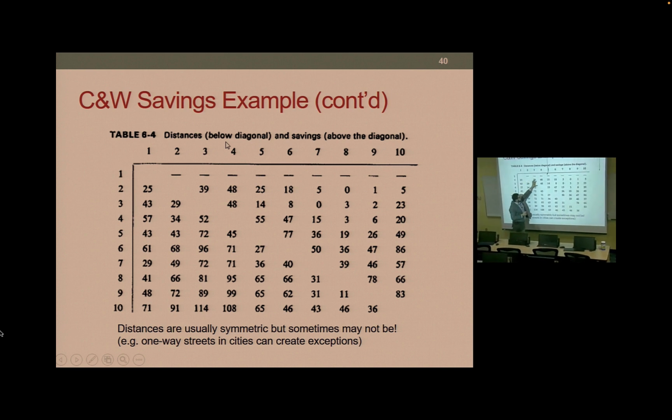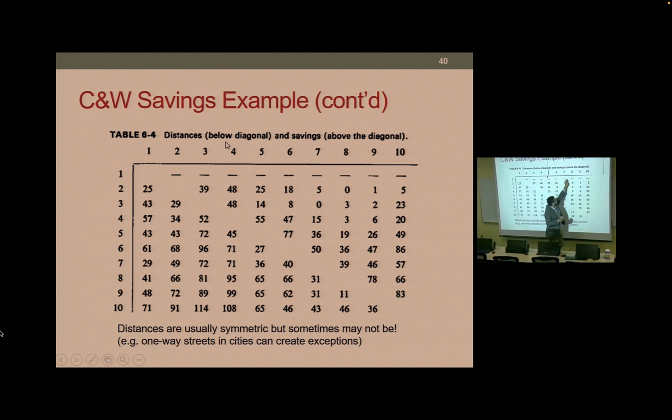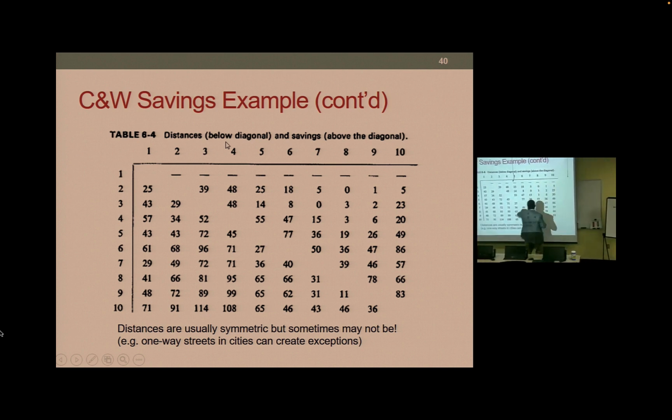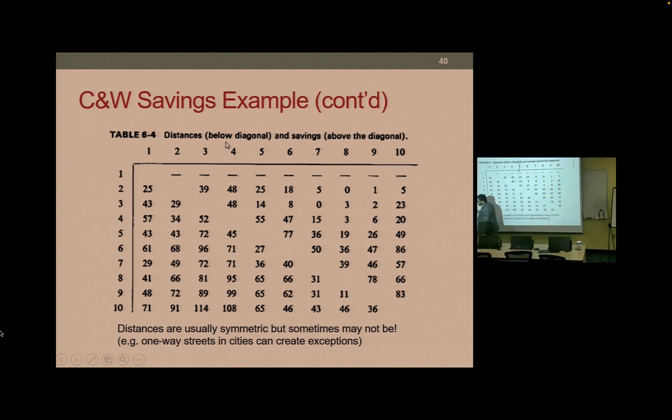Notice that for savings to be there, you need two customer points. There's no savings in combining depot and customer 2, because you need two customers, not the depot or the warehouse. Savings are only defined when you have two customers you're combining on the same route. They're not defined for the depot plus one customer, because you need the depot plus two customers.